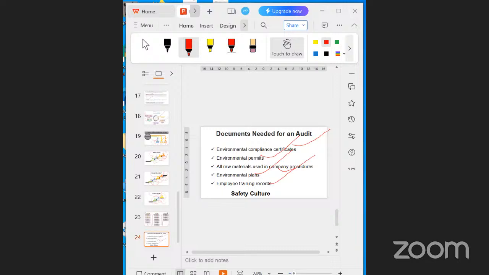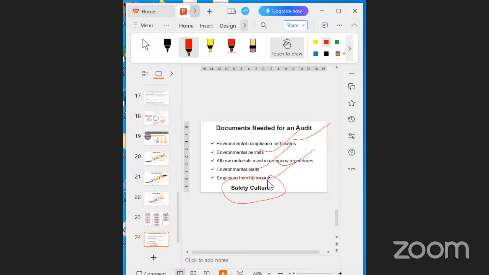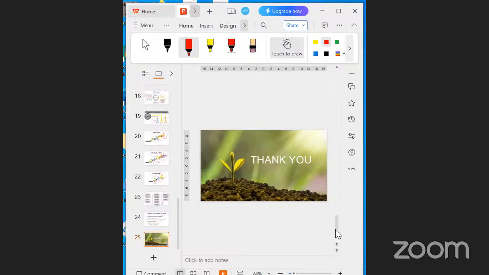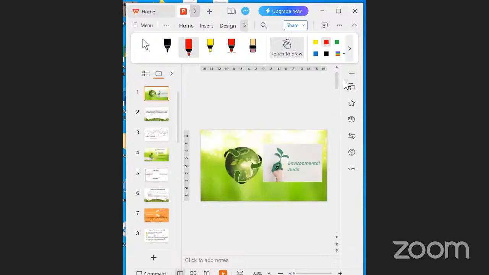One of the tools is SafetyCulture, formerly iAuditor. This is an all-in-one auditing tool made for modern companies, and it comes with features that can simplify gathering documents and conducting audits for the team. So this is the environmental audit.